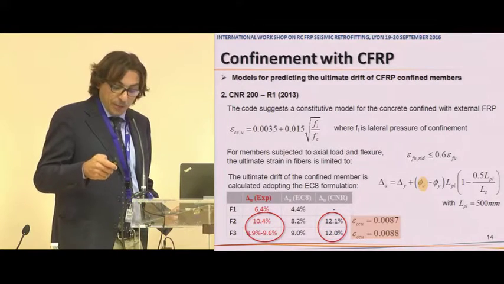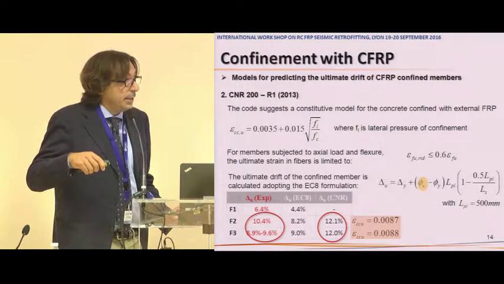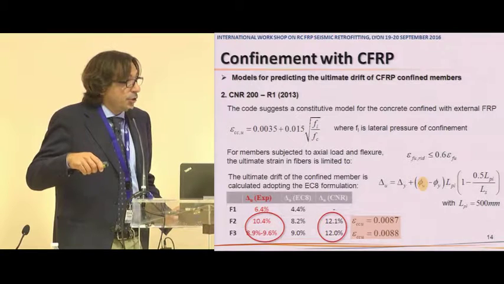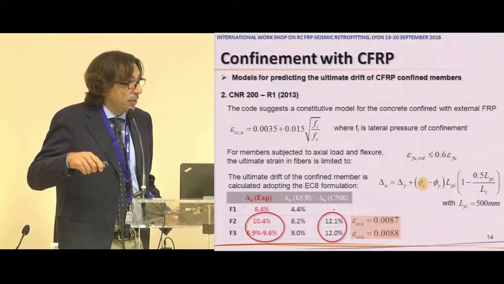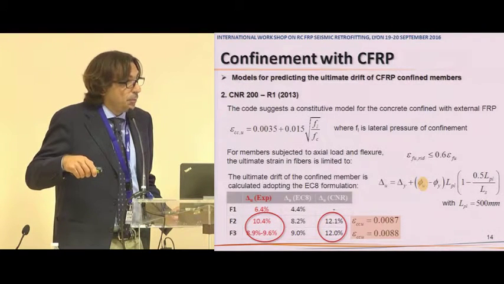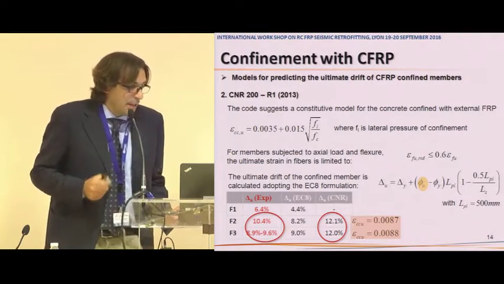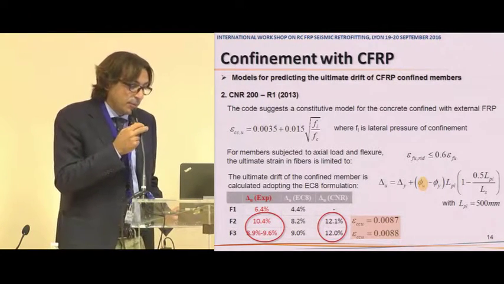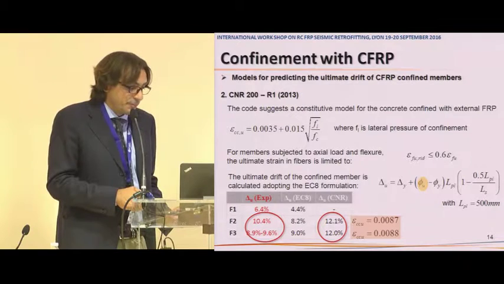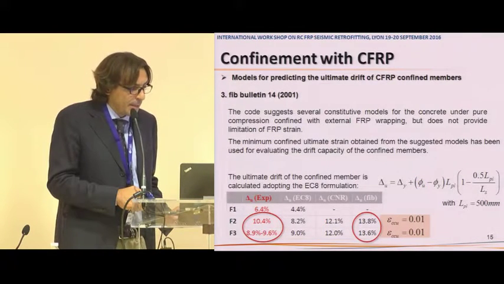While if we use the provisions given by the Italian guidelines, for which it is possible to compute the ultimate concrete strain increase by using FRP, and then you need to compute the ultimate curvature increase, and then you can compute the ultimate drift by using this formulation. So you cannot compute directly this term, but from this term you can go to this term. In this case, the results are not so good because the theoretical drift is higher than the experimental one.